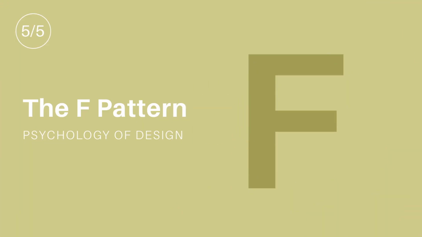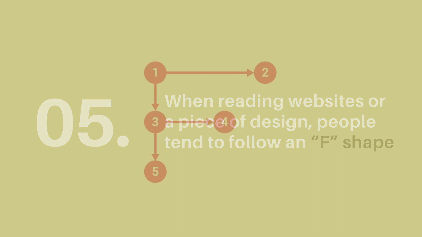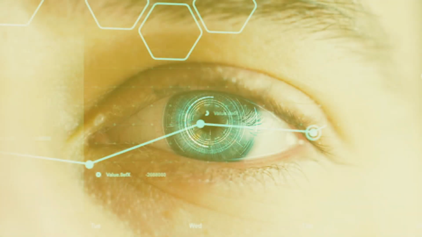People tend to scan online material as opposed to reading every word. When reading a website or a piece of design, people tend to follow an F kind of shape, so going from the headline to the first line of the leading paragraph and then so on. If the content catches their attention, they may pause and read carefully, but as a rule of thumb, you have about 7 seconds to grab their attention as a graphic designer.